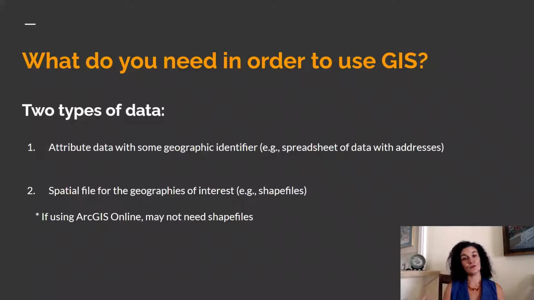And then you would also need a spatial file. What's called a shapefile is one type of spatial data file for the geography of interest that is in your attribute data. So say your attribute data have zip codes and you want to conduct a zip code analysis, then you would want a shapefile of zip codes.